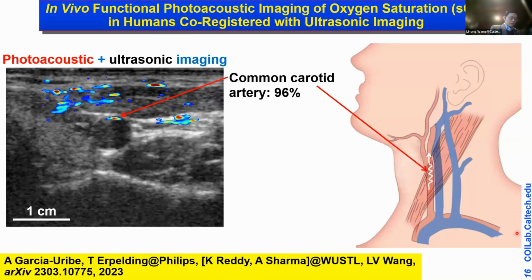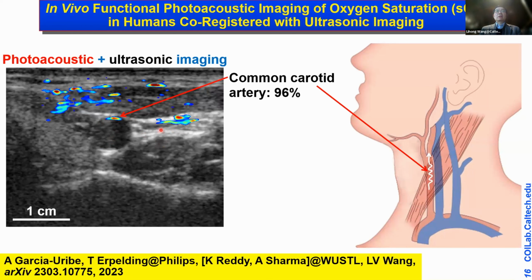So we can also build a handheld version of the probe that allows us to image different anatomical sites. This is one example where we can use it to image the neck region. One of the clinical issues we have is that we don't know how much oxygen is consumed by our brain. That's an extremely important physiological parameter, especially during surgeries. The current methods are invasive.